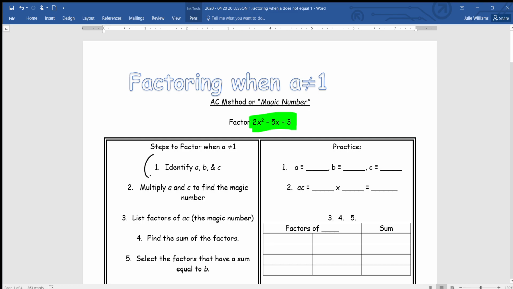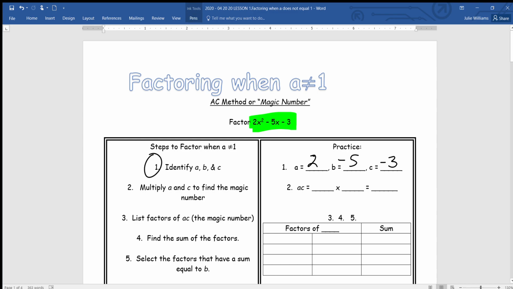All right, so first step, same as it was last time. I'm always going to have you guys identify the a, the b, and the c when you're working with quadratics. So our a is 2, our b is negative 5, and our c is negative 3. Okay? Now this one is different because before we just worried about c and b. However, now a comes into play.